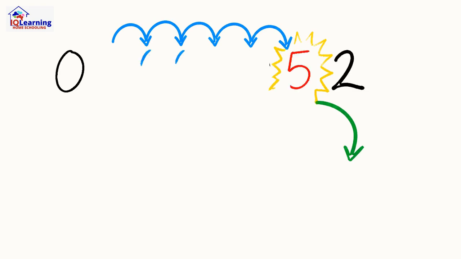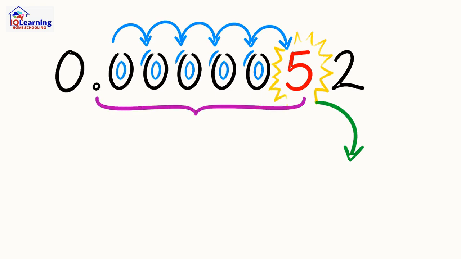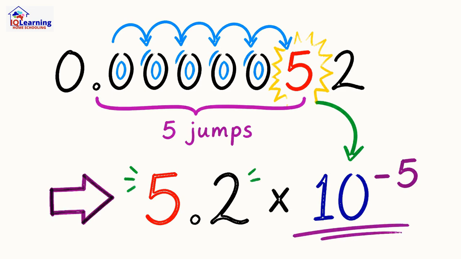To convert a tiny number like 0.000052, find the first non-zero digit, the 5. Place a decimal after it, 5.2. Then count the 5 places the decimal had to jump to get there. That makes it 5.2 times 10 to the power of negative 5. The negative index is simply the number of jumps.